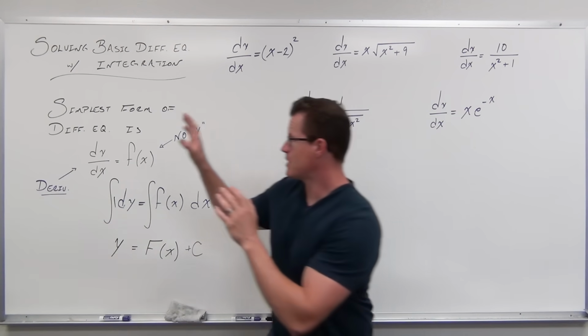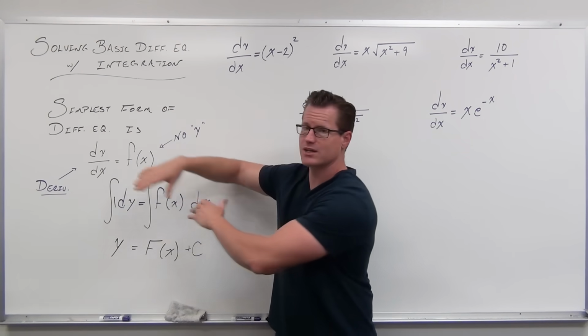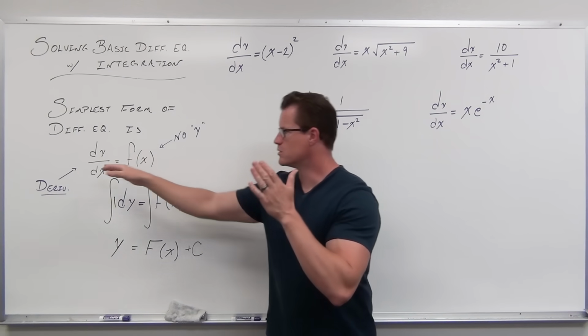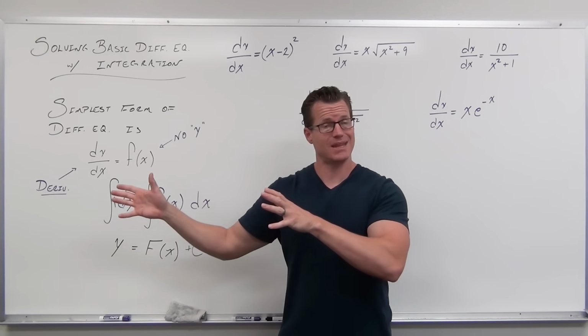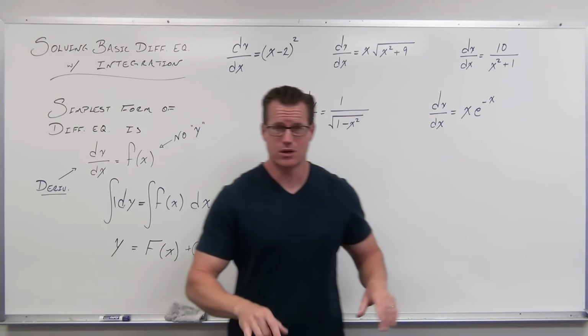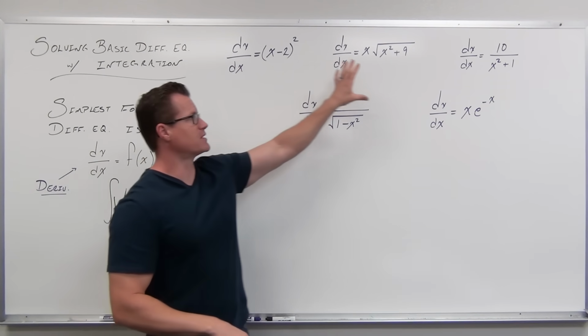The idea is if you have a derivative equal to a function of x with no y's in it, we're just going to move our dx and do an integral. That's it. Make sure you get a plus c. That's your general solution. So we're going to do these 5 examples on the board.